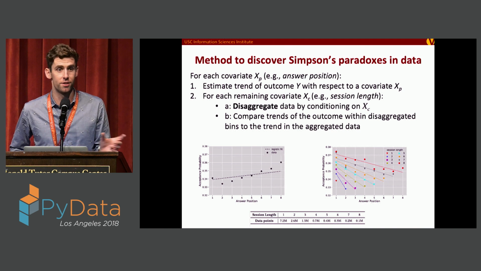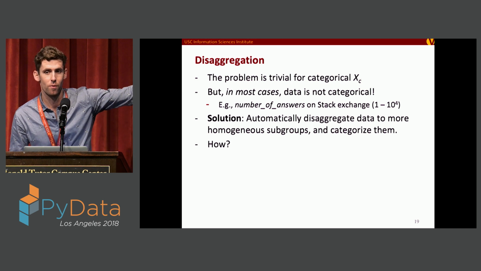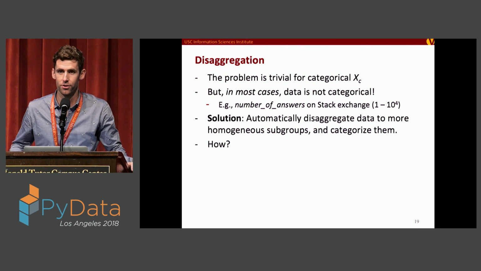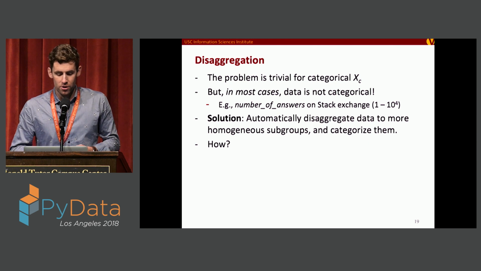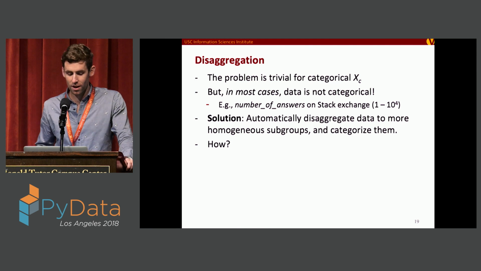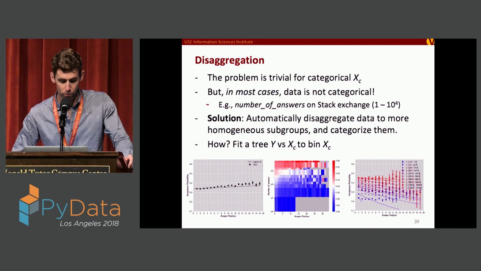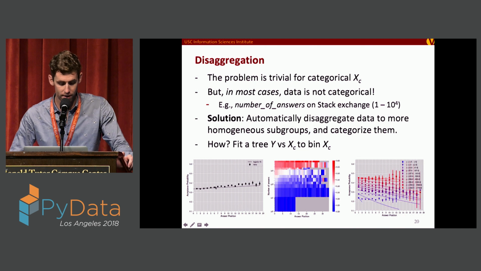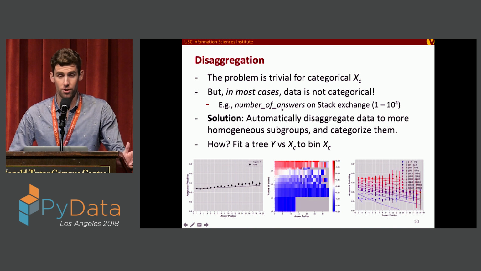But what about more continuous, high cardinality features? For example, the number of answers that somebody has ever answered on Stack Exchange, which goes from 1 to 10,000. We can't look at each number and fit a regression model there because we have very few data points per subgroup. So the question is, how do we disaggregate if we have continuous variables? And the solution for us was to fit a tree. Here we look at answer position again and acceptance probability, and we see this trend. And here is the feature number of answers, which can take a very large range of values.